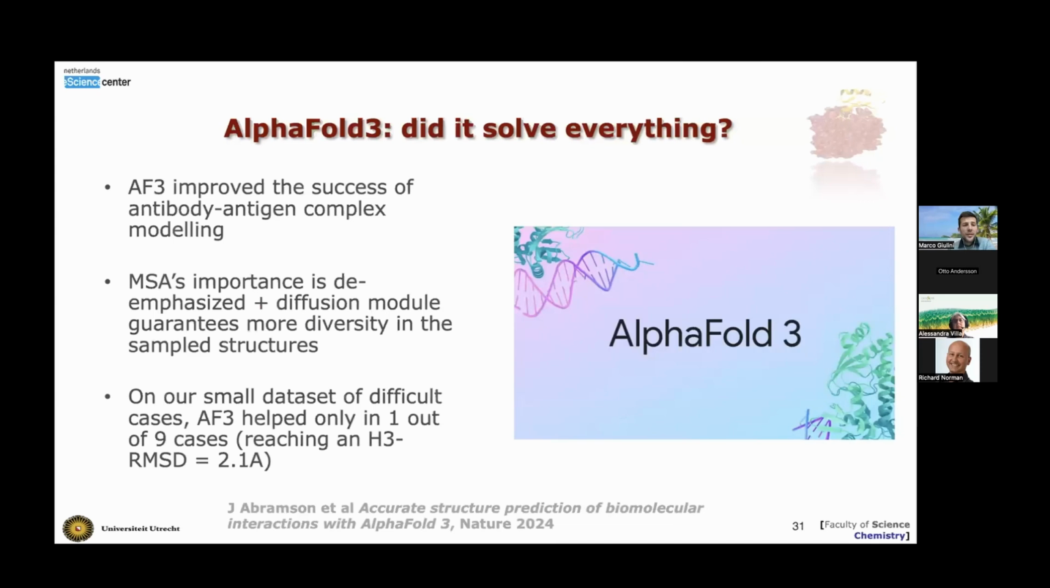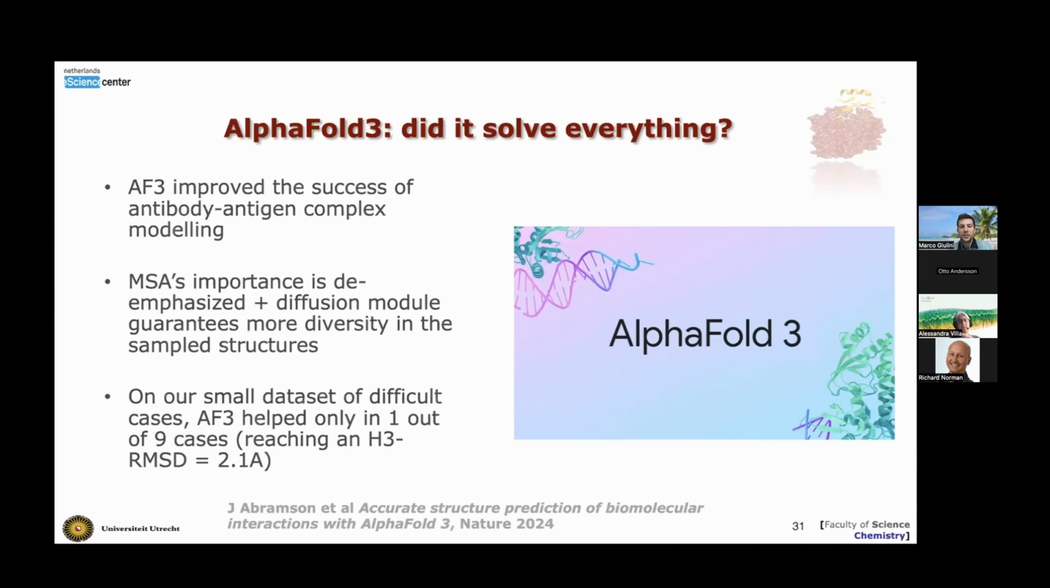So now we have AlphaFold 3. Did it solve everything? Well, of course, it improved a lot the success of antibody-antigen complex modeling. They claim in their paper up to 60%. And the very good thing about AlphaFold 3 for antibodies is that the importance of the MSA is really de-emphasized. And there is also a diffusion module inside AlphaFold 3 that grants more diversity in the sampled structures.